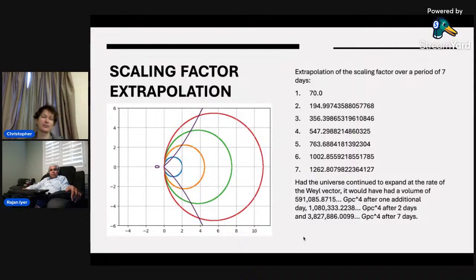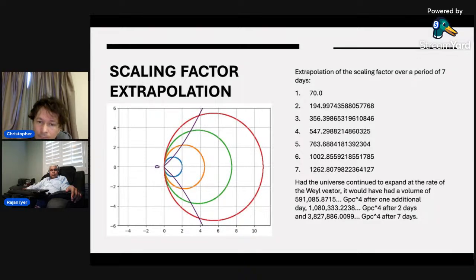The other thing we can do with the elliptic curve of the scaling factor is extrapolate. So what would the size of the hypersphere be after 2 days of expansion, or 3, or even a week? And so these are the values that we get here. So after a full week of expansion, the scaling factor becomes 1,262, which is, 1,260 is a fairly auspicious number.